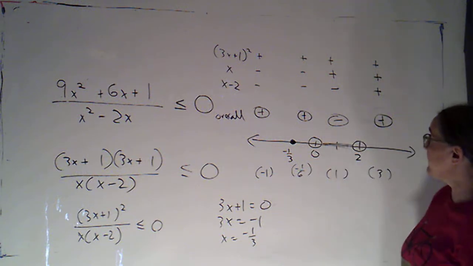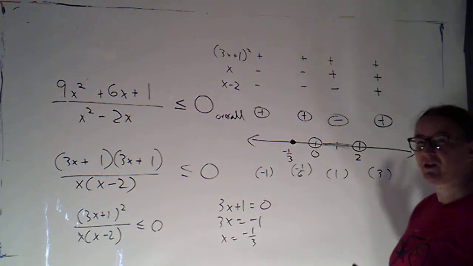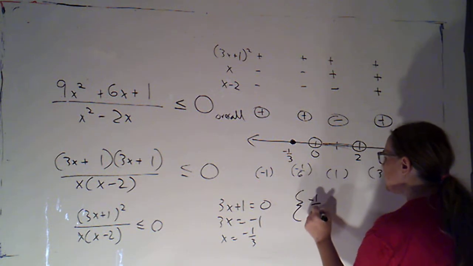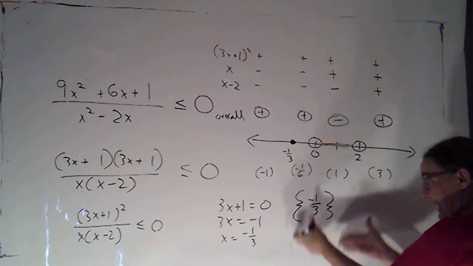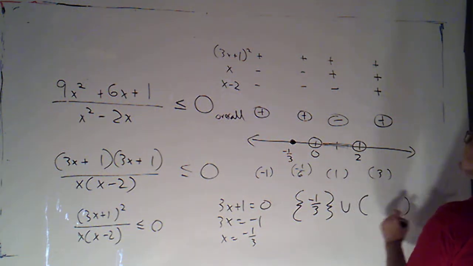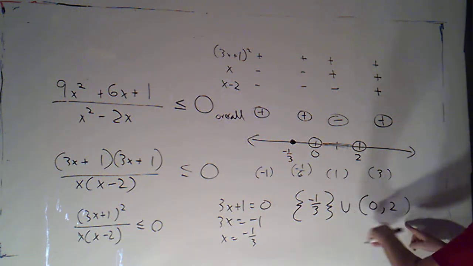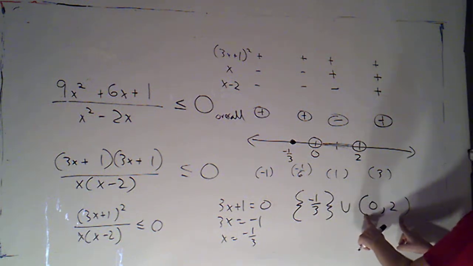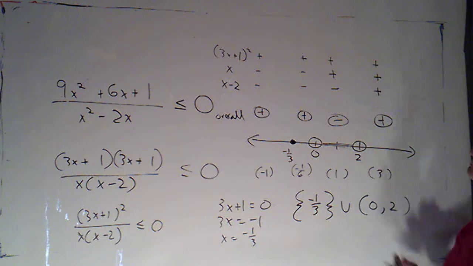So this is one of those cases where we have sort of a weird answer because we have just a single point, which remember I'm going to just write as the set consisting of that single number, union the interval from 0 to 2. So these will be set braces, these will both be parentheses.